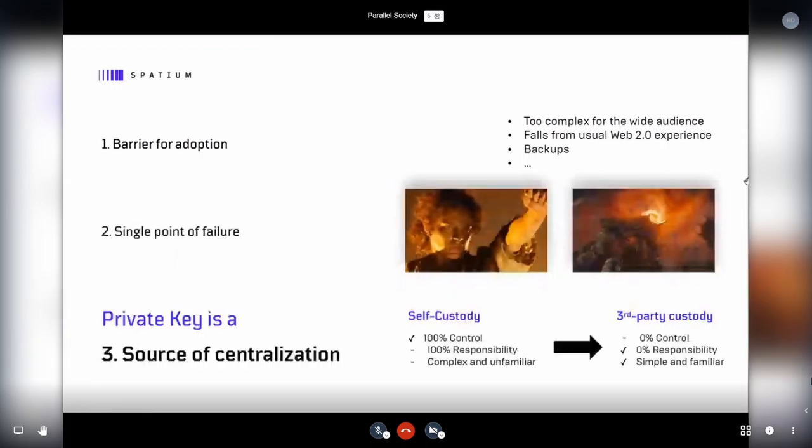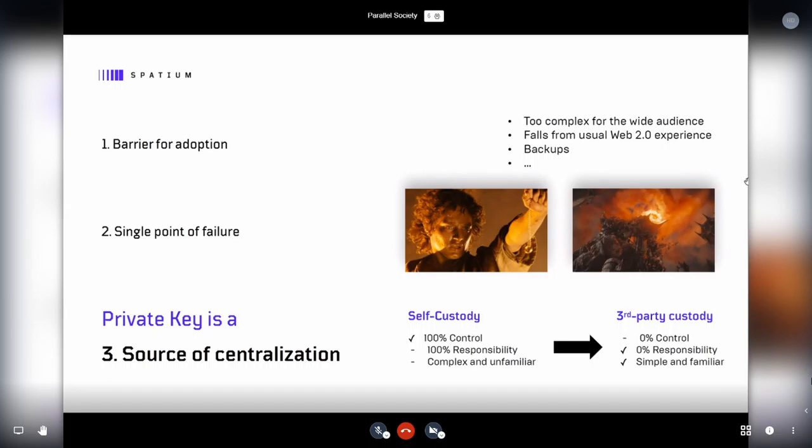And the third point is that currently the private key approach is one of the major sources of centralization in the space. Why is that? Because when you operate with the private key, you get 100% control, but at the same time, 100% responsibility. And in fact, the typical user is not ready to take such responsibility. It's even more true if we speak about business users. So that's why we see that a lot of crypto is stored on exchanges, custodians, banks, and other centralized services.